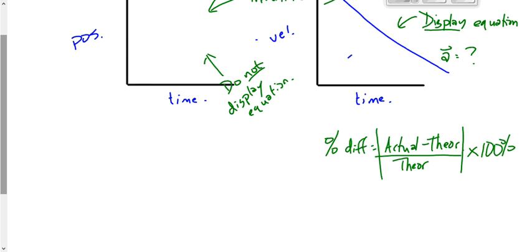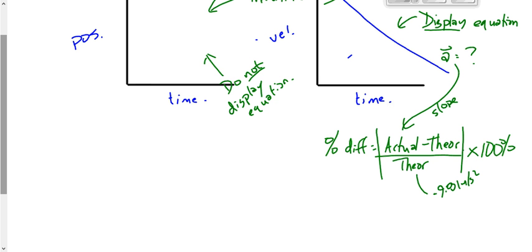The actual value is the slope of the graph. The theoretical value is negative 9.81 meters per second squared. So it's actual minus theoretical, over theoretical, times 100.